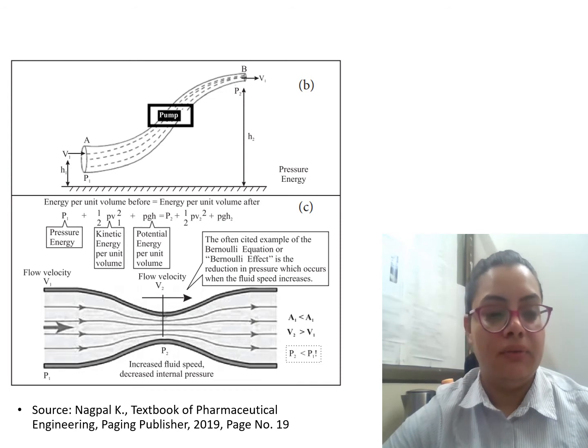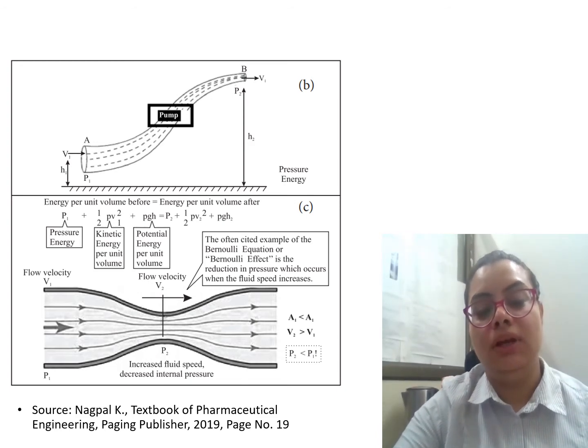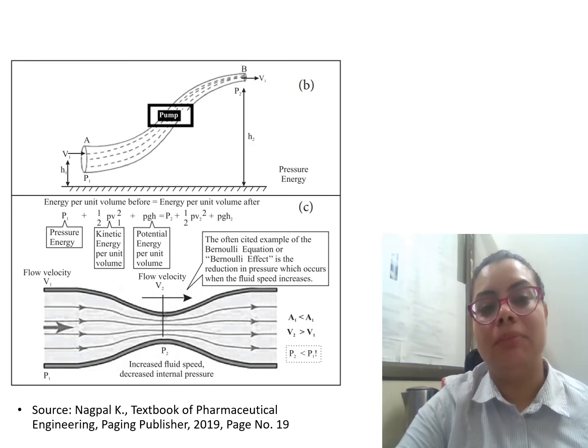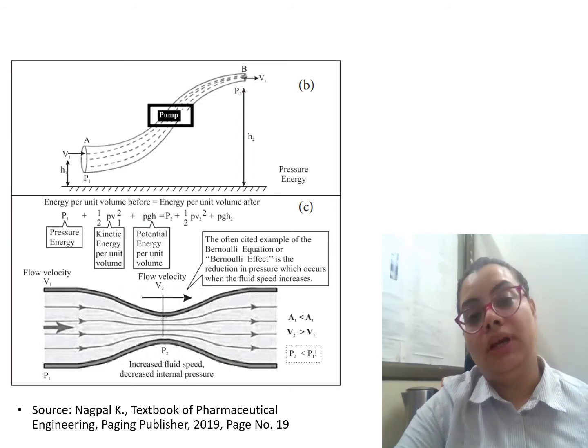So as shown here, we can consider a pump which is working under a constant temperature. That means it is working under isothermal conditions, and the liquid is being conveyed from point A, that is h1 feet above the reference point, and this reference point is actually called datum, to point B, which is at h2 height above the datum, as shown in the figure. So the pump which is working in between is actually working to transport that particular liquid from point A to point B.